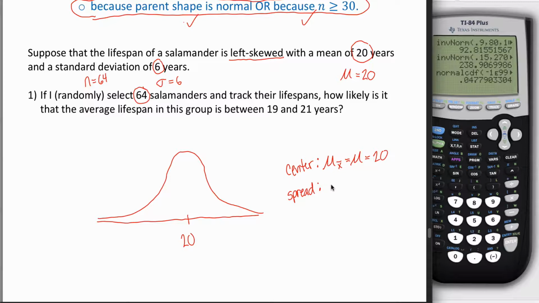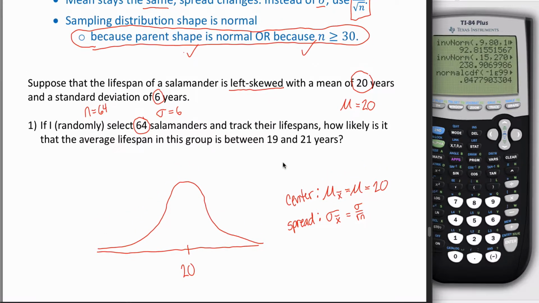The spread is sigma with the little x bar down in the subscript. Oh, that's nice. Center and spread used to be mu and sigma. Now they're mu with a little x bar in the subscript and sigma with a little x bar in the subscript. X bar is the sample average, which is what the question is about in the first place. Right? The average lifespan of this sample of 64 salamanders. Anyways, sigma sub x bar does not equal sigma. It's the key to these problems. It's equal to sigma divided by the square root of n.